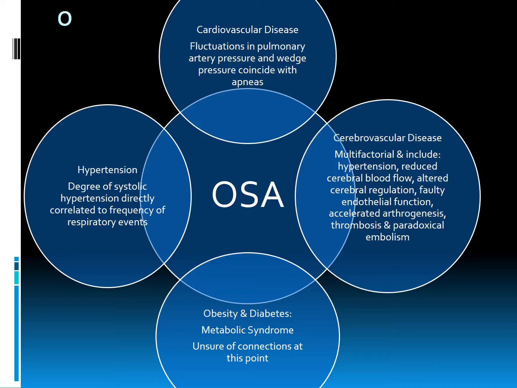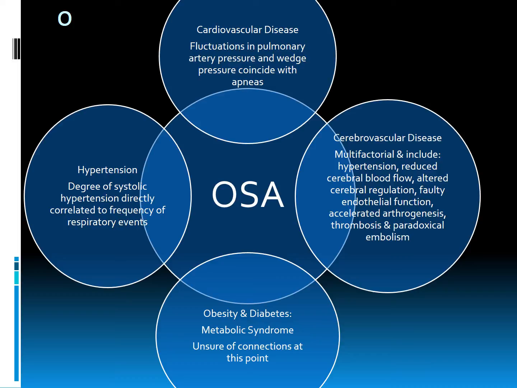Cardiovascular disease, highly correlated with OSA. We see fluctuations in the pulmonary artery pressure and the wedge pressure that coincide with apneas. So this is telling us that OSA is putting some excessive pressure on the heart. It has to work harder when this happens, which contributes to cardiovascular disease.